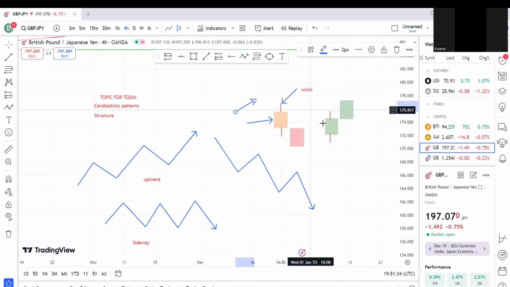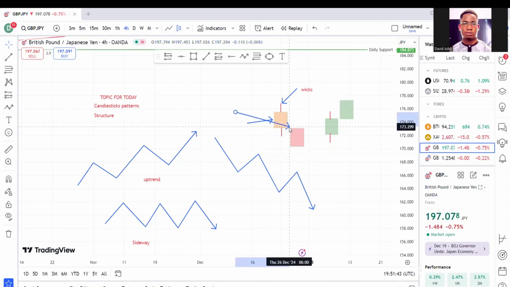The wicks tell us the past of a particular candle. Sometimes we don't have a past. The price just opens from here, then continues to here, then in 1 hour's time, it just closes. It doesn't even show any shadow, because wicks are also called shadows.